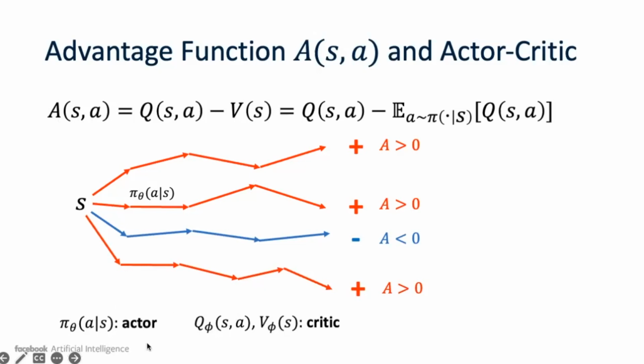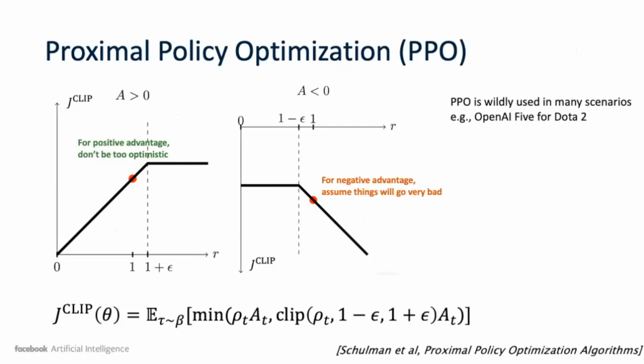So then this algorithm actually became called actor-critic, in which you are optimizing both the actor and also the critic at the same time, maybe with different parameters. That's the definition of the actor-critic algorithms. And one of the famous actor-critic algorithms is called proximal policy optimization, abbreviated as PPO.